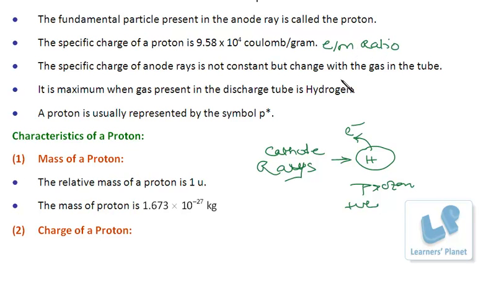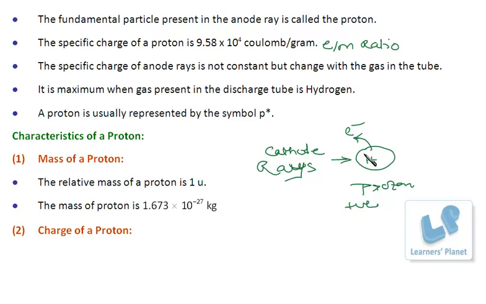That is the charge to mass ratio. The specific charge of anode rays is not constant, but changes with the gas in the tube. See how these positively charged particles are formed. These are formed after knocking out an electron from the atom. So it depends on the type of gas taken.